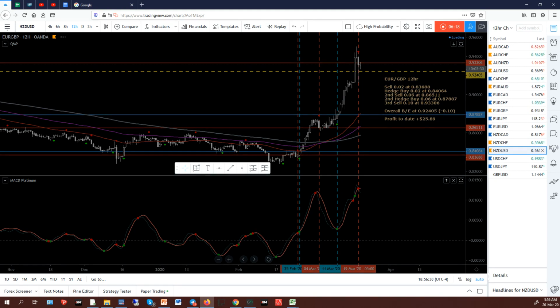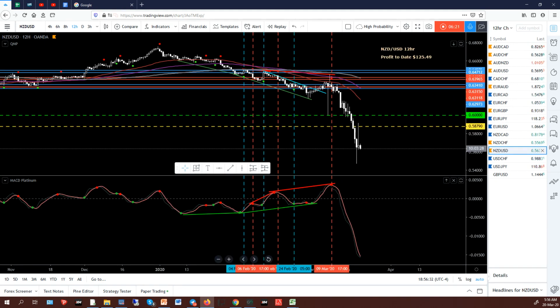I'll do the New Zealand USD first because it's probably a little bit easier. This one, that green line is the 60 level, same as I marked on the Aussie. Now, I was in several trades here. I've cleared all the trades because what I've done is I've closed them all. Price got below that break-even level there. That's the overall break-even level for all of my trades. Price got below it, so I just closed every trade.